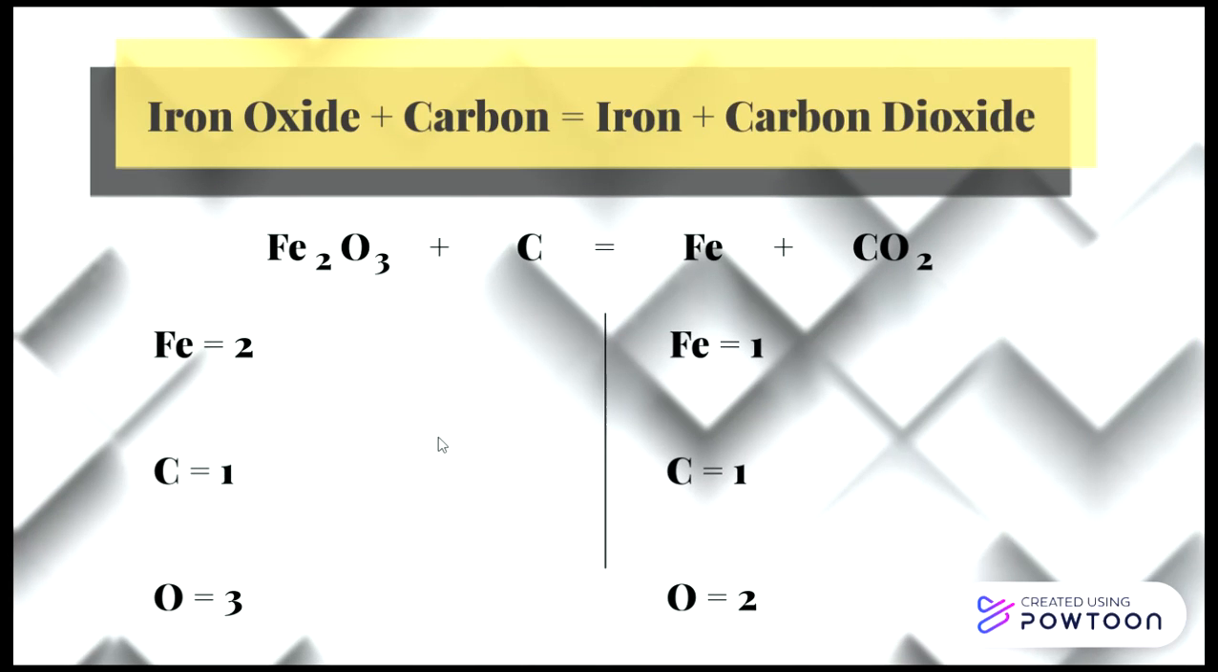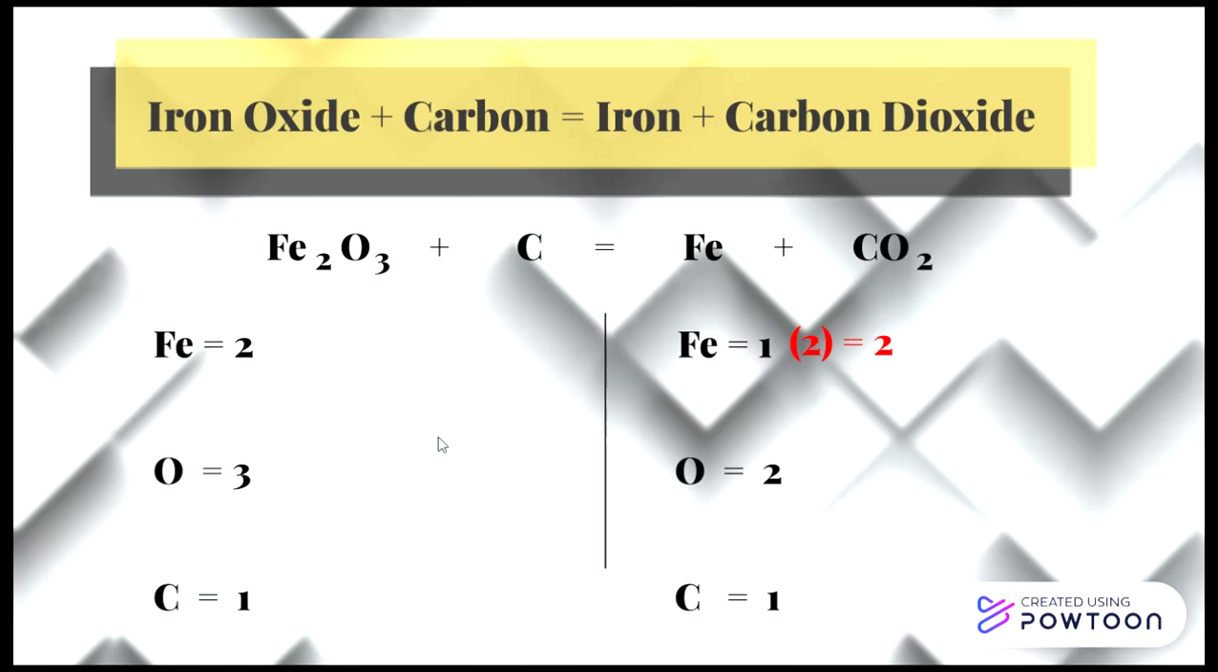As you can see, carbon is already equivalent on both sides, although iron and oxygen are insufficient. With prioritization, we know that we should start off with iron first. In order for iron to be balanced, we need a coefficient of 2 to be put on the product side. Since that is balanced, we can now move on to oxygen.